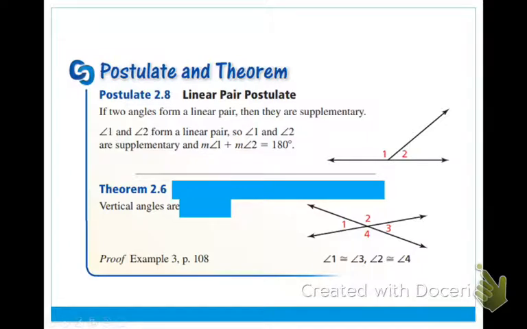So here's what I want you to write in the linear pair box. It is the top right box. I want you to write supplementary, and then I want you to highlight it.